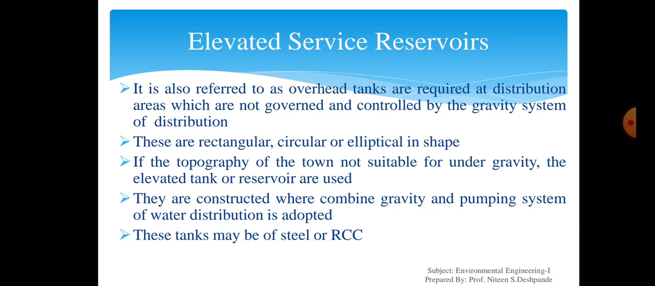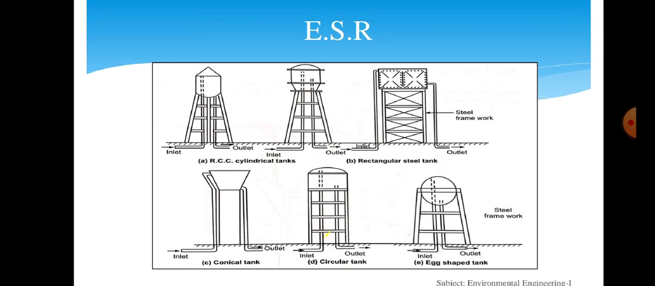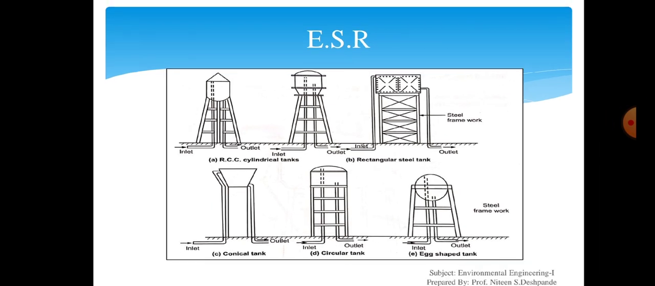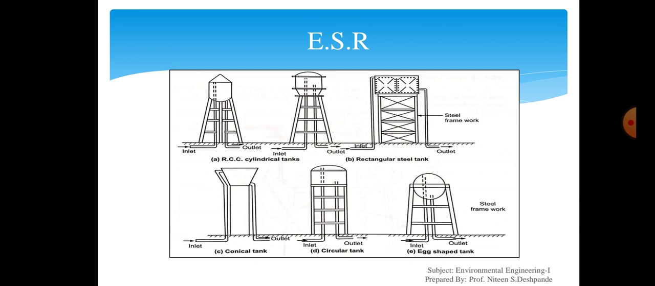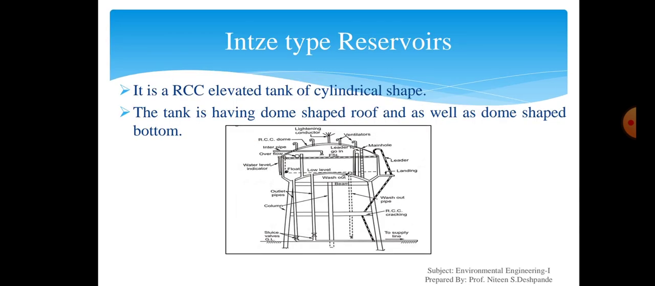Formerly, steel tanks were constructed on a large scale, but it is seen that their life is short due to corrosion and they require constant maintenance. Hence, nowadays we go for RCC reservoirs of various shapes, which is shown in this slide. So there are RCC cylindrical tanks, then rectangular steel tanks, then conical tanks, circular tank and egg-shaped tank. So these are the various shapes of the RCC elevated service reservoirs which are frequently used in water supply systems.